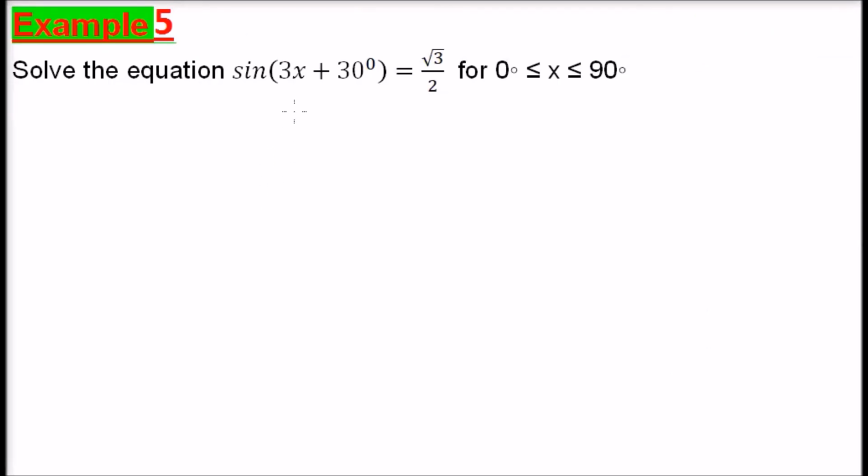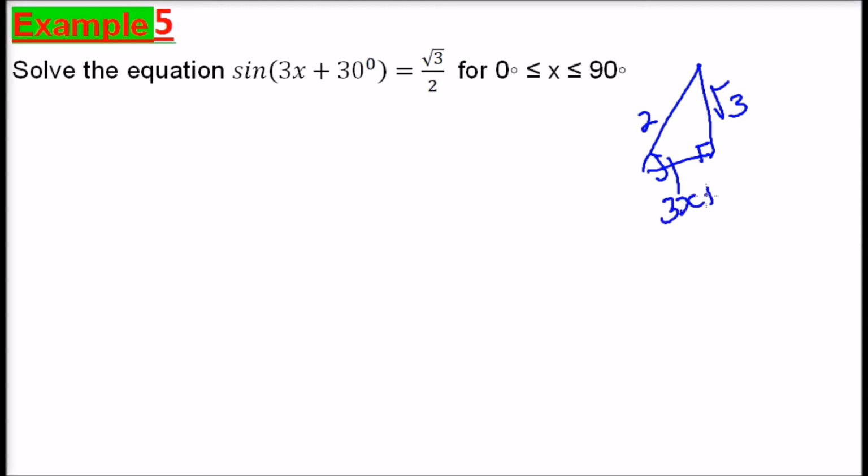So this is another example, example 5. We are told to solve the equation sine (3x + 30 degrees) equals square root of 3 over 2. Okay, we can make a sketch here of a right angle triangle to guide us on how to go about it. So if this is our angle, then we can say this is root 3 and this is 2.